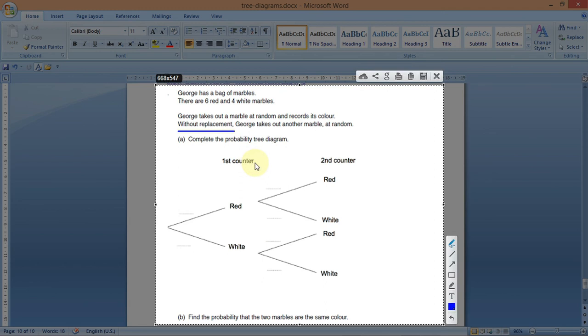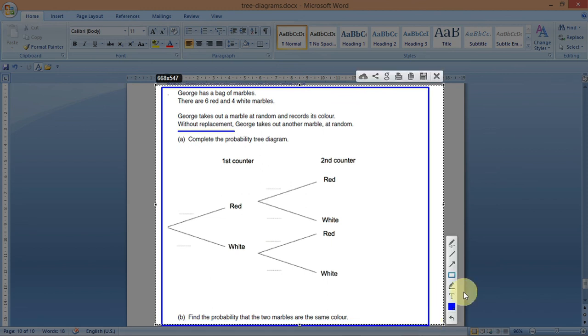Okay, so let's take a look at how we're going to complete this task. Here, the probability of red will be 6 possible outcomes over the total outcomes, 6 plus 4, that is 10. For the probability of white, the possible outcome here is 4, and the total outcome is 10, 4 plus 6.